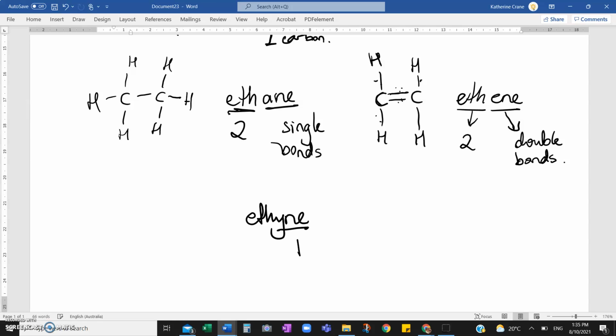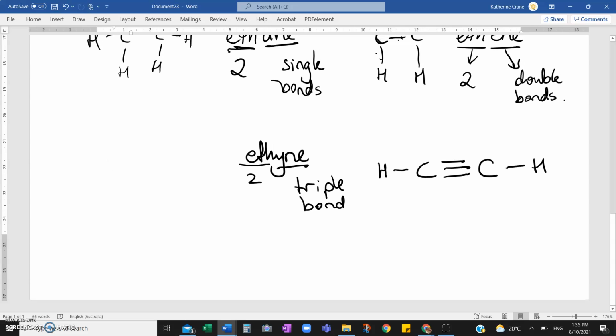and that means triple bond. Eth still means 2. So we have 2 carbons, 3 bonds between them, and 1, 2, 3 means each of them can only have 1 hydrogen or 1 other bond. It could be a carbon, could be another thing. If there's a triple bond in ethyne there's only 2 carbons, so that's the whole compound.